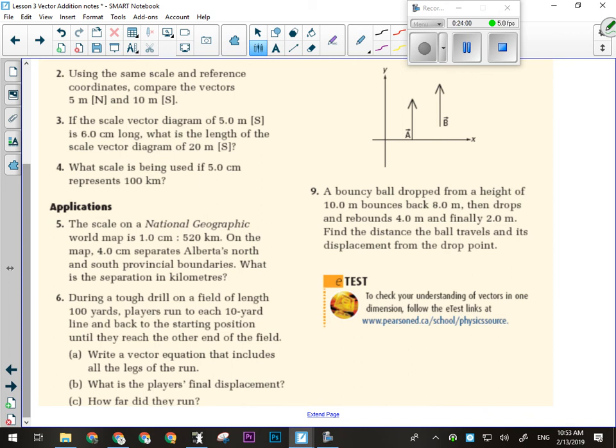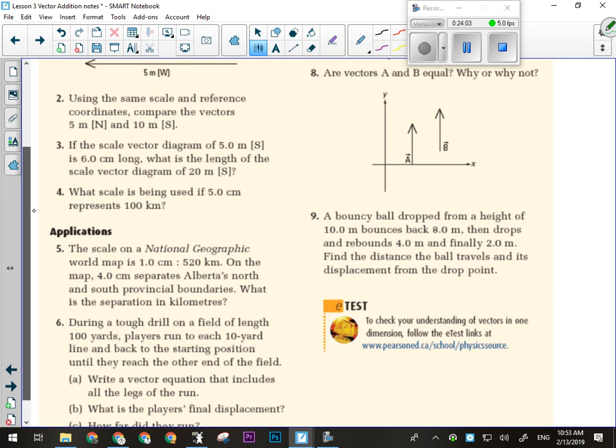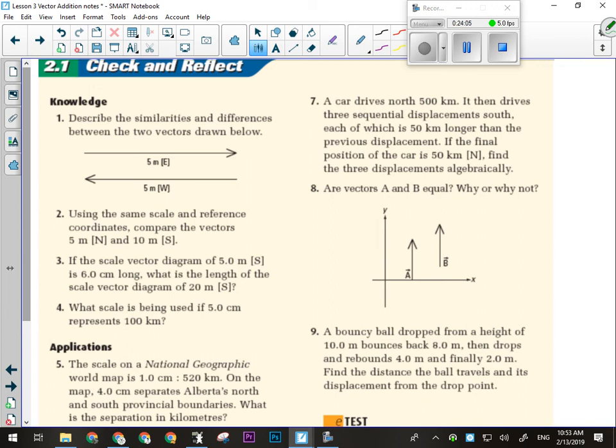Okay, I want you guys to try question 7. I would never give you one like this, but this is more of a math question than a vector one, though there's a vector component to it for sure. I'll give you a few minutes to work on that one.